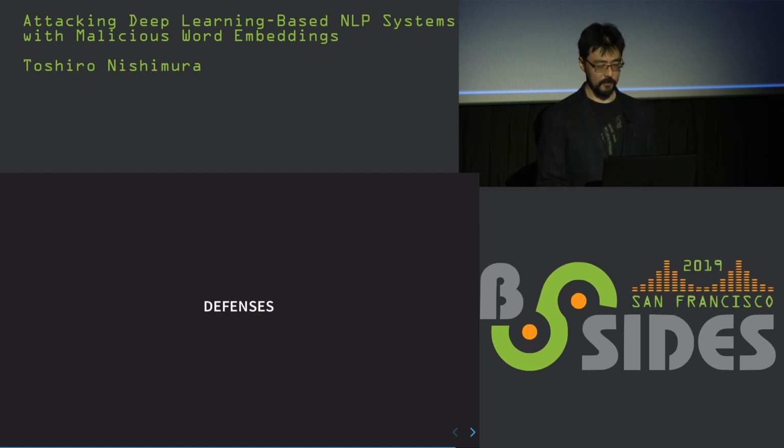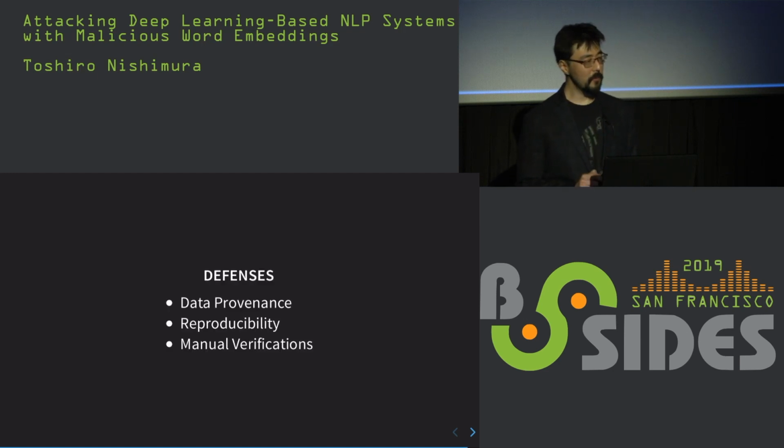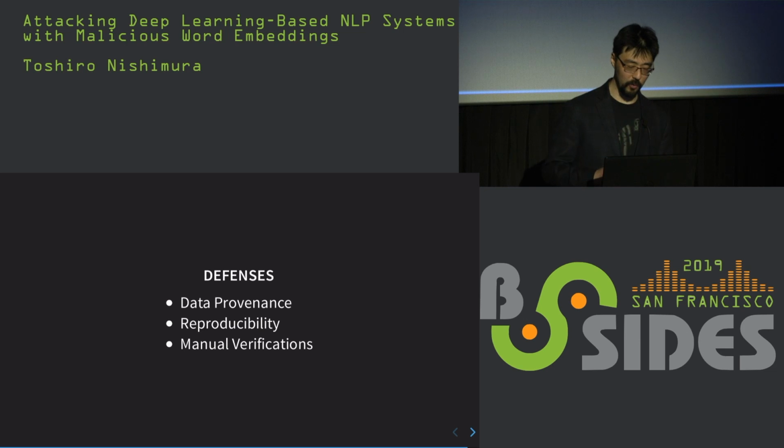And finally, some defenses. I couldn't come up with any good sort of tactical things you could do to protect against this, besides applying basic principles from security and experimental science. So first of all, data provenance. Know where your data is coming from. You wouldn't download a random executable from a website, so you shouldn't do the same for a word embedding.